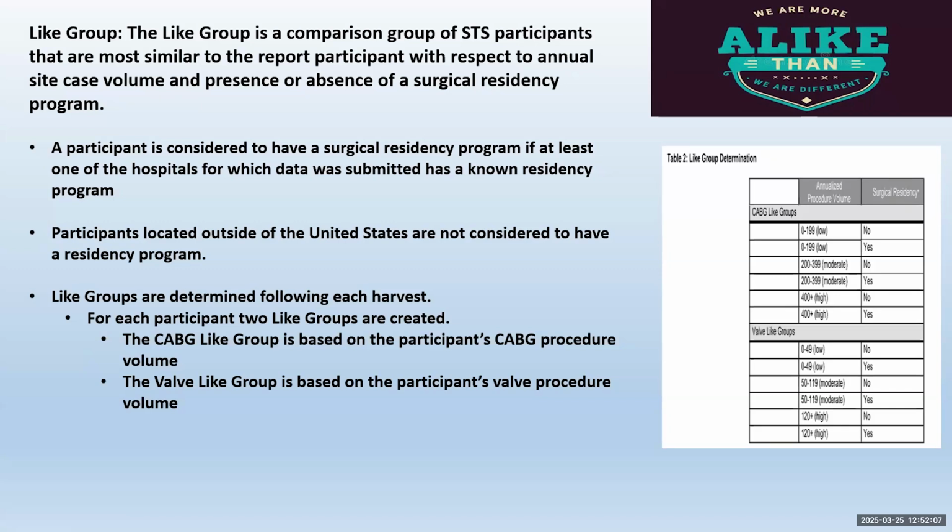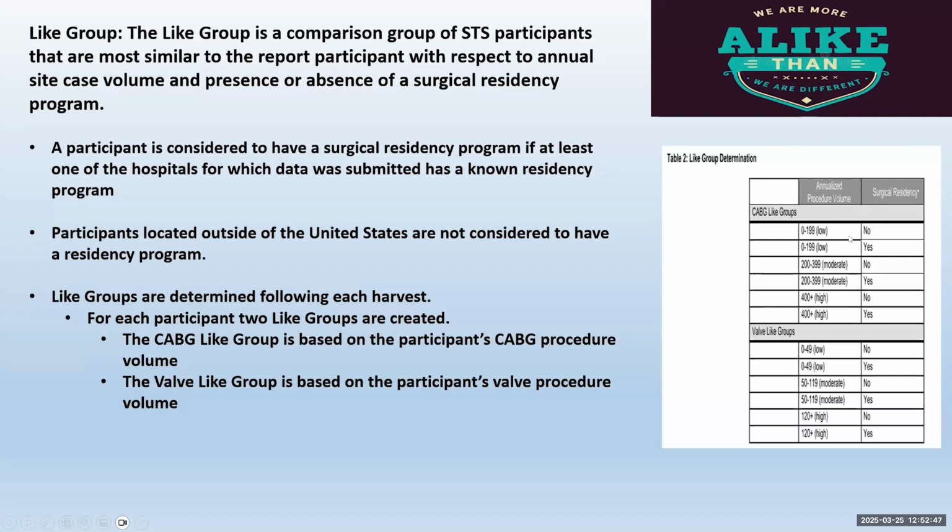A participant is considered to have a surgical residency program if at least one of the hospitals for which data was submitted has a known residency program. Participants located outside of the United States are not considered to have a residency program, so they would not be in the like group for residencies. Like groups are determined following each harvest. So each harvest, you get 2 of them: your CABG like group and your valve like group.